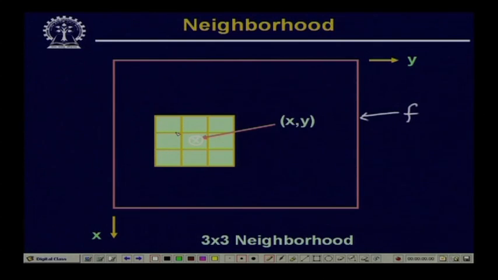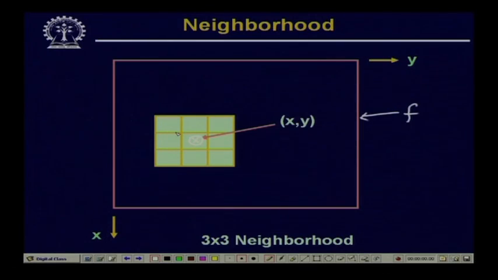Now, what happens in case of point processing? We said that the transformation operator T operates at point (x, y) considering a certain neighborhood of the point, and in this particular case we have shown a neighborhood size of 3 by 3 around point (x, y). For different applications the neighborhood size may be different. We can have a neighborhood size of 5 by 5, 7 by 7 and so on, depending upon the type of the image and the type of operation that we want to have.